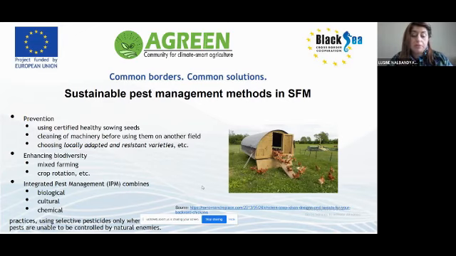So integrated pest management combines the use of biological, cultural, and chemical practices to control insect pests in agriculture production. Its goal is to use natural predators or parasites to control pests, using selective pesticides only when pests are unable to be controlled by natural enemies. So the role of biological control is very high in integrated pest management.